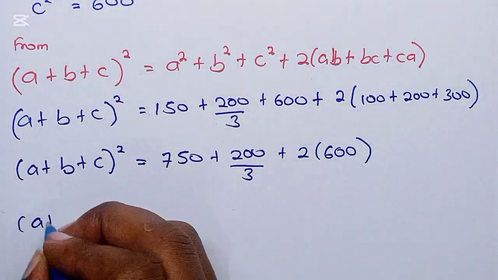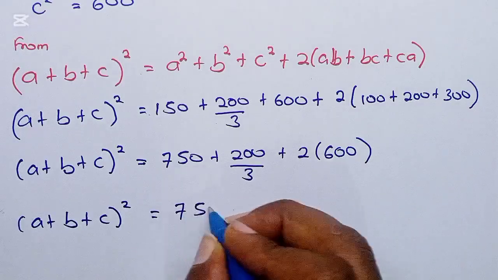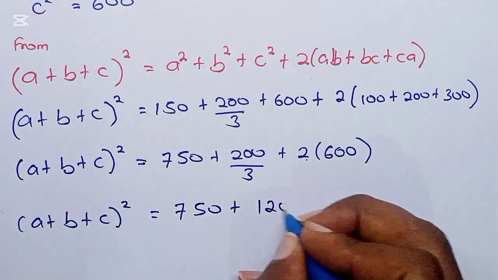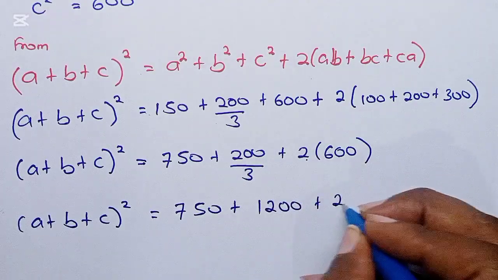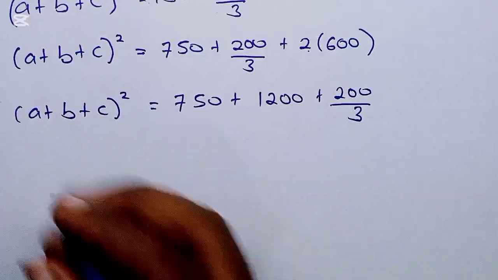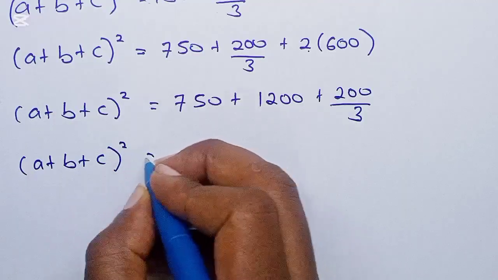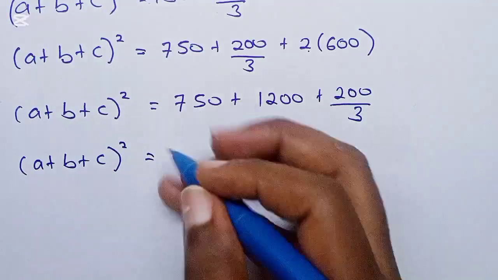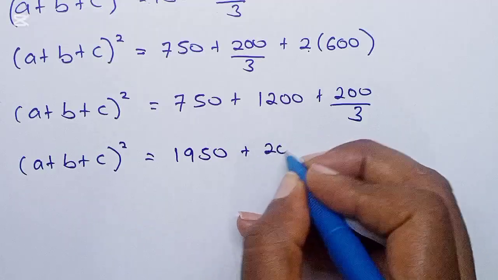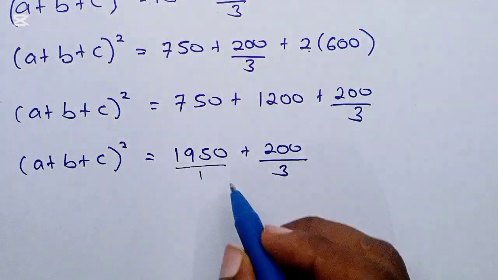So we have A plus B plus C all squared being equal to 750 plus 2 times 600 gives us 1200, then plus this 200 over 3. So we have A plus B plus C squared being equal to, this plus this gives us 1950, and plus 200 over 3. This is the same as over 1.